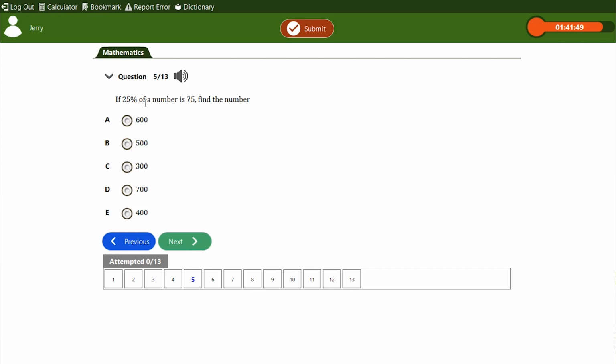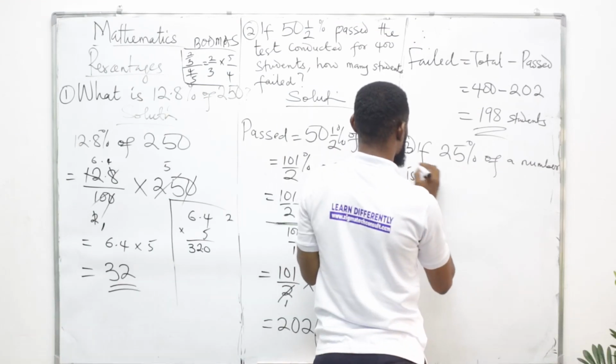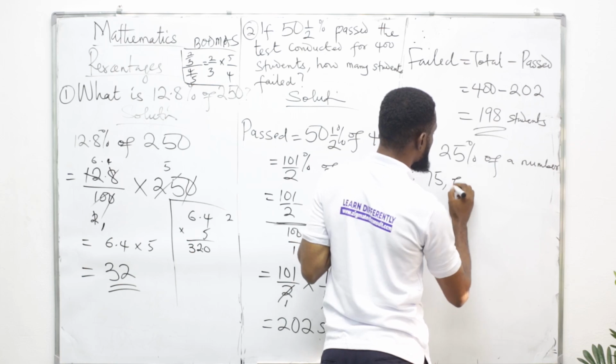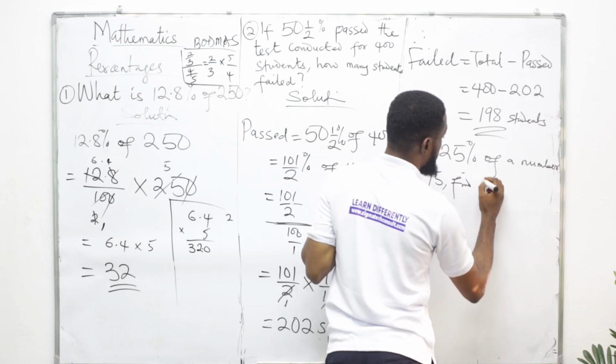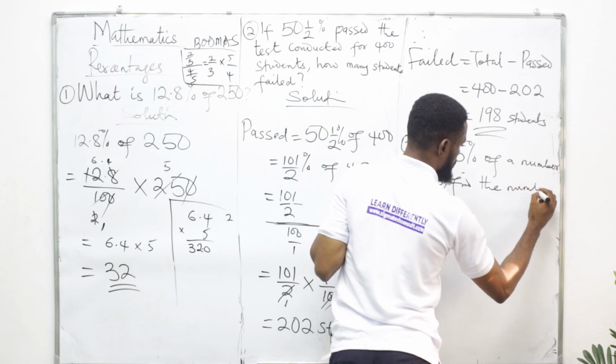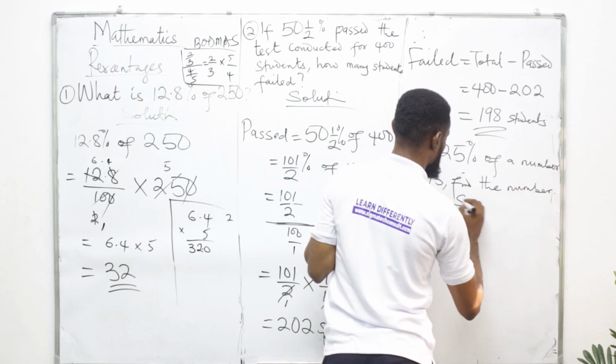If 25% of a number is 75, find the number. Let's have something like this. What is the number? Find a number. Solution.